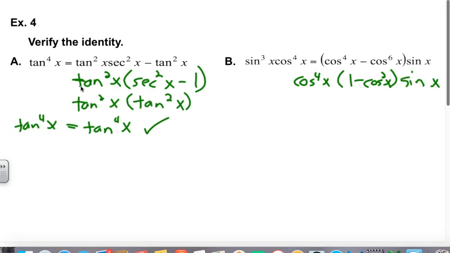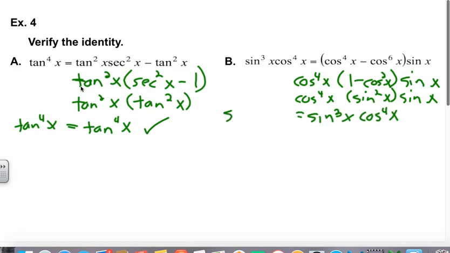Right? So we just took four of the cosines away from those two terms in parentheses. That leaves 1 minus cosine squared. So we know that 1 minus cosine squared is the same thing as sine squared, using a Pythagorean identity. Now you can multiply sine times sine squared, and you get sine cubed x times cosine to the fourth x. And that equals the left side, sine cubed x cosine to the fourth x. So we got that one done.